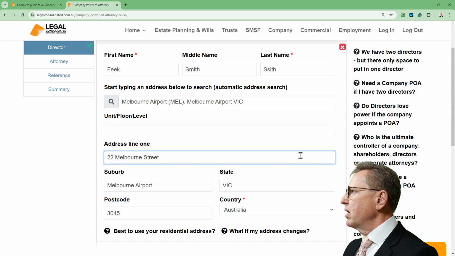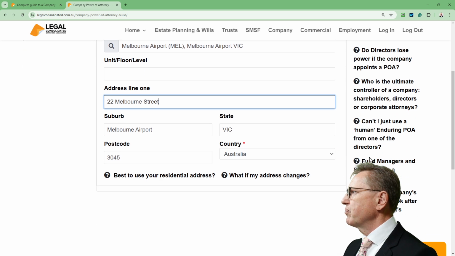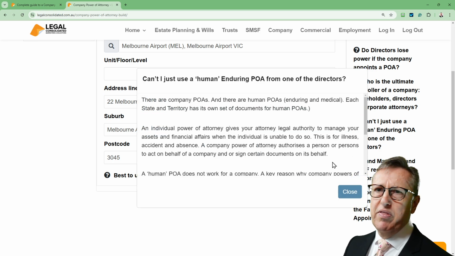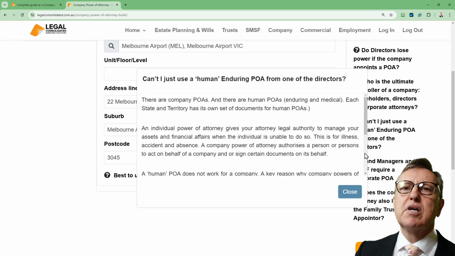Now, I see there's some more hints here. Can't I just use a human enduring power of attorney from one of the directors? We've already dealt with that. Enduring power of attorney is a human to a human.